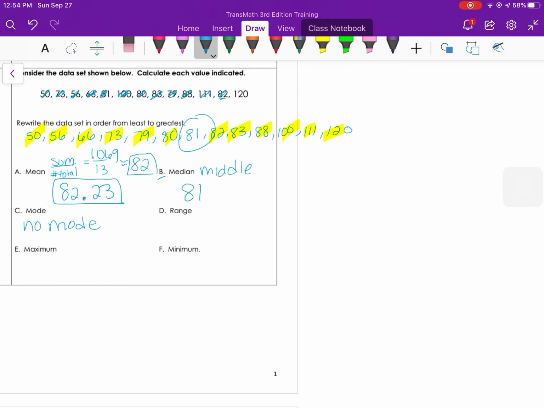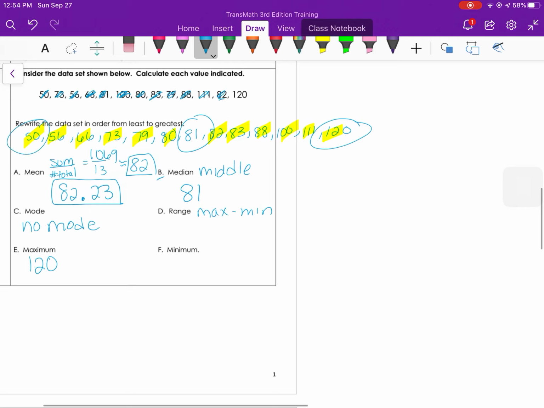The range is the maximum minus the minimum. So the maximum number is the largest, which is 120. The minimum is the smallest, which is 50. So the maximum of 120 minus the minimum of 50 gives us our range. And 120 subtract 50, you get 12 minus 5 is 7, so 70.